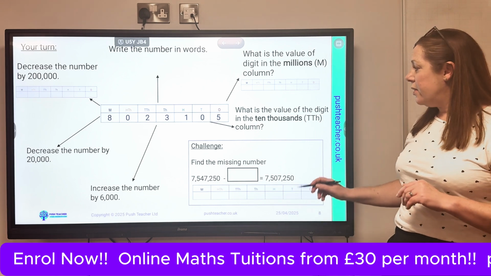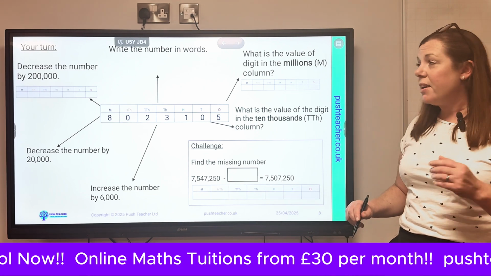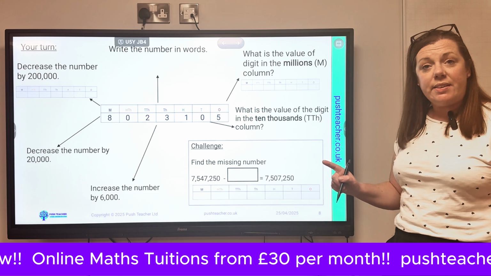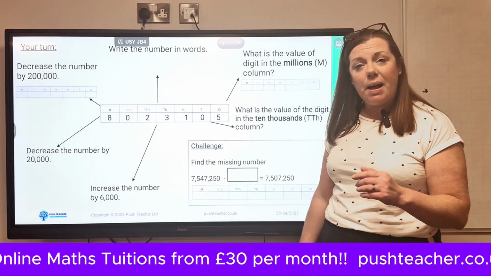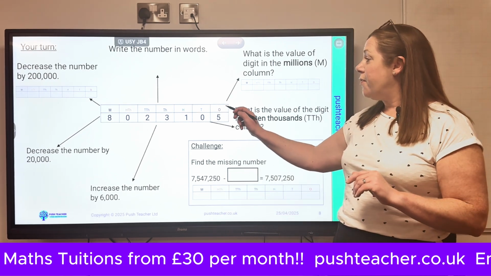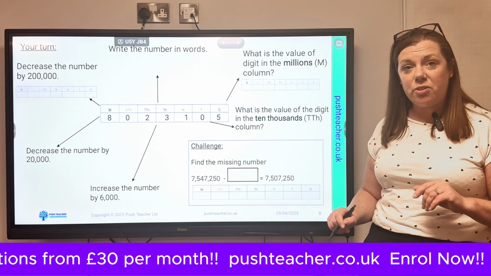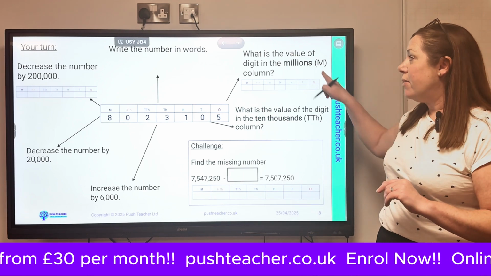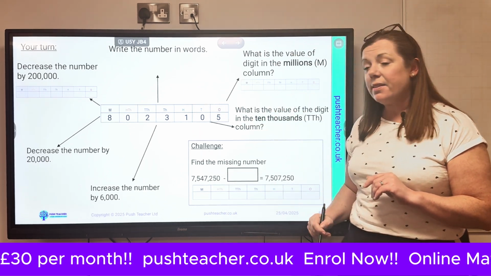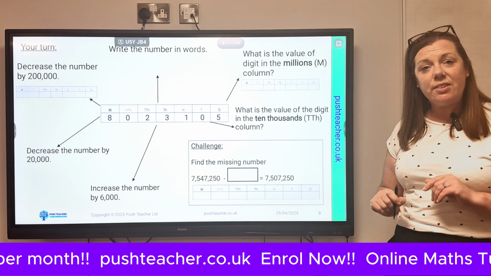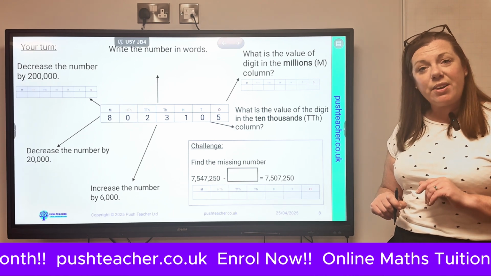It's your turn. So you're going to pause the video and you're going to have a go at all of these different sections linked to this number. Before you start, don't forget to put your commas to separate your sections of your number. That's going to be your starting point. Work round in a clockwise direction, starting at the top, and then have a go at the challenge. So pause your video and have a go now.